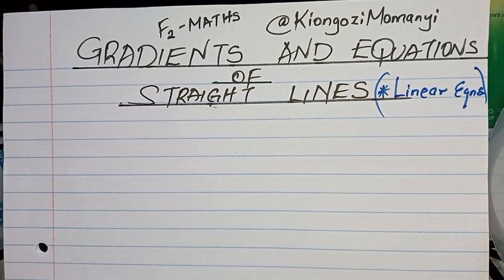Now, this one is a special dedication to all those who are in Form 2, and of course those who are in Form 3 and 4 for revision purposes as you prepare for this serious exam, KCSE. Today, I want us to do something about gradients and equations of straight lines. This is very crucial, and in any exam that you sit for, be it a CAT, a small RAT, or even a serious exam, you are going to get questions from this chapter.